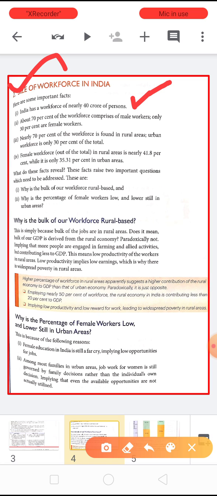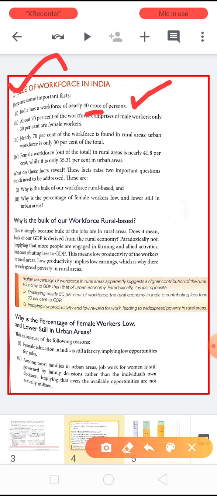About 70% of the workforce comprises male workers. Only 30% are female workers. So out of this 40 crore workforce, children, 70% are male employees and 30% are female workers. And nearly 70% of the workforce is found in rural areas, whereas in urban areas the percentage is only 30%. The female workforce in rural areas is nearly 41.8%, while it is only 35.31% in urban areas. So compared with urban areas, you will find that the female workforce is larger in rural areas.